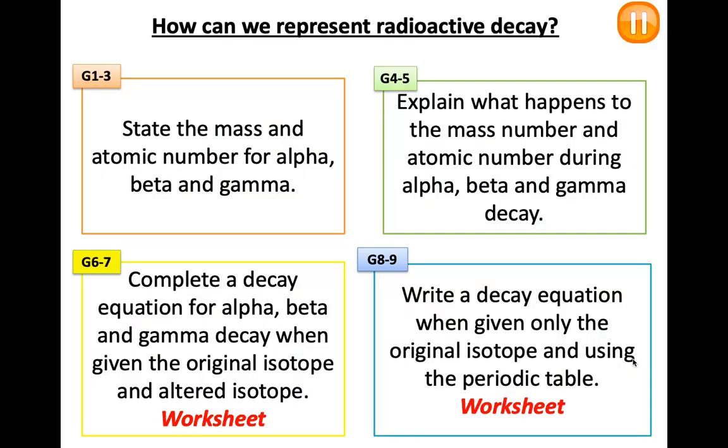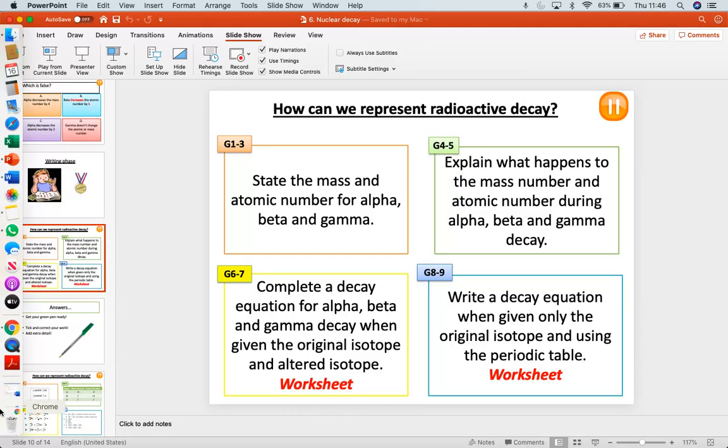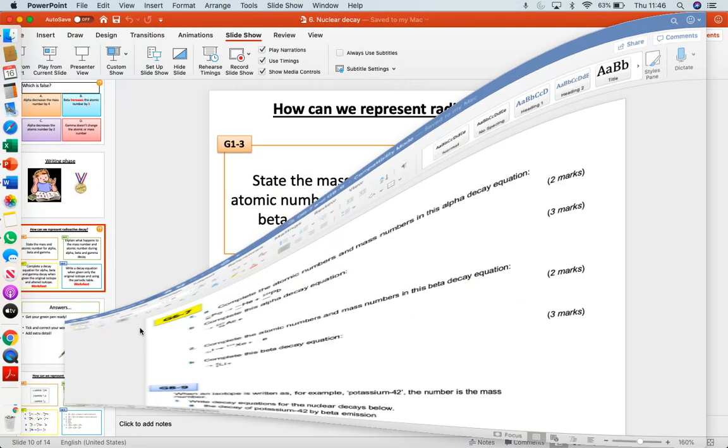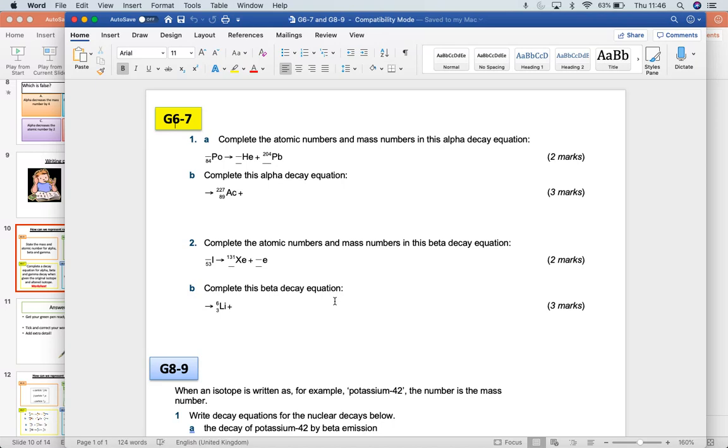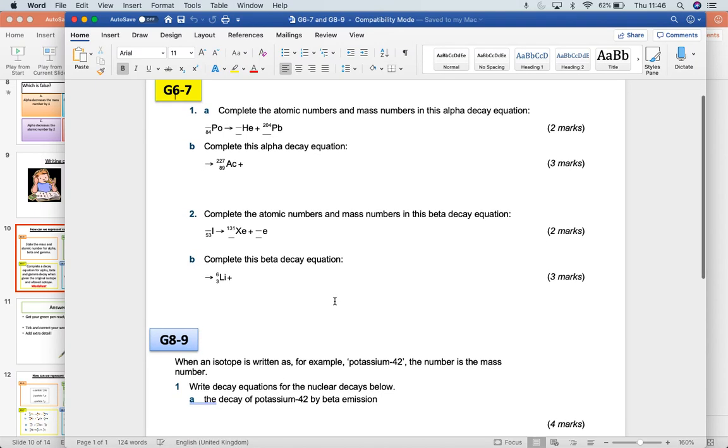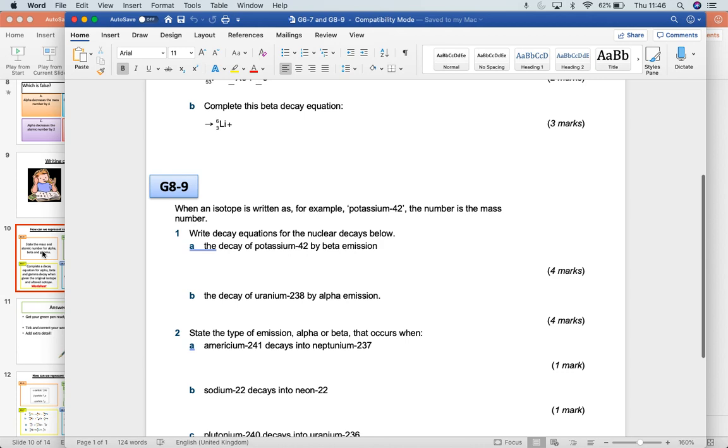Okay, now moving on to the main part of the lesson. Grade 1 to 3, state the mass and atomic number for alpha, beta, and gamma. Grade 4 to 5, explain what happens to the mass number and atomic number during alpha, beta, and gamma decay. Grade 6 to 7 and 8 to 9 is a worksheet, which is on your Show My Homework. So on your Show My Homework, there is a worksheet that gives you the tasks for grade 6 to 7 and 8 to 9.